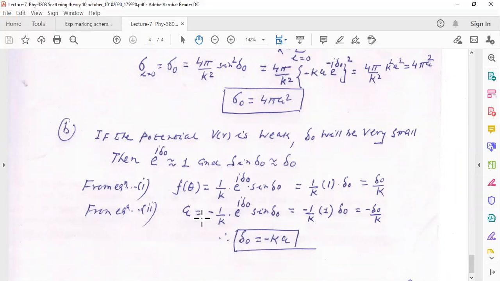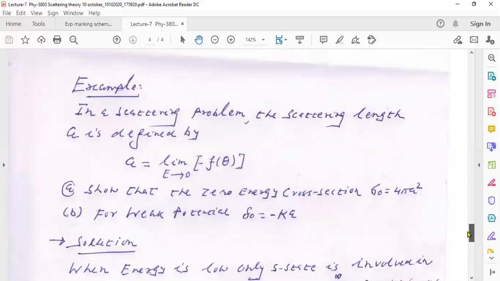See, A is equal to minus 1 upon k, e to the power of I delta 0. Because delta 0 is very small, e to the power of I delta 0 is nearly 1, and sine delta 0 is very small, so sine theta is equal to theta, so sine delta is delta 0. So A is equal to minus delta 0 over k. So delta 0 equal to minus k. This is the point which we have calculated, the phase shift. You see, minus k.